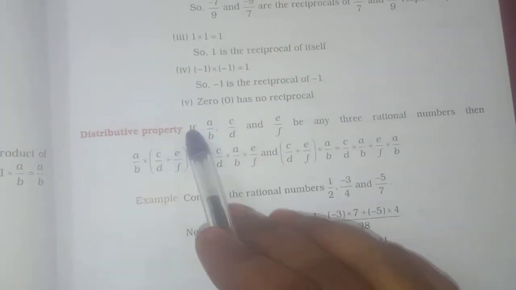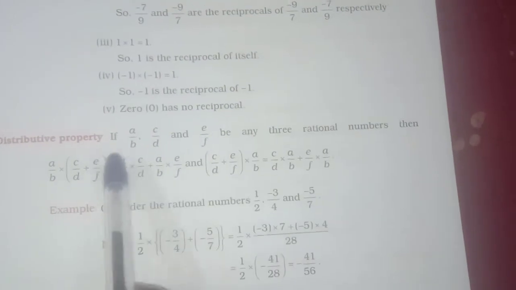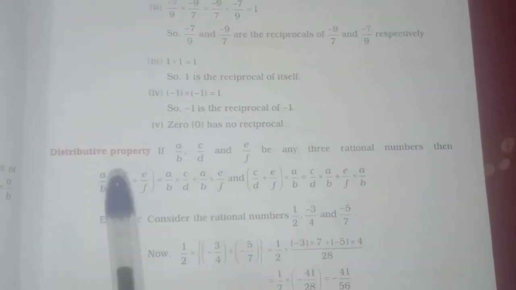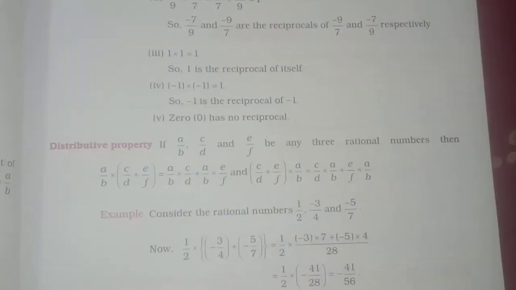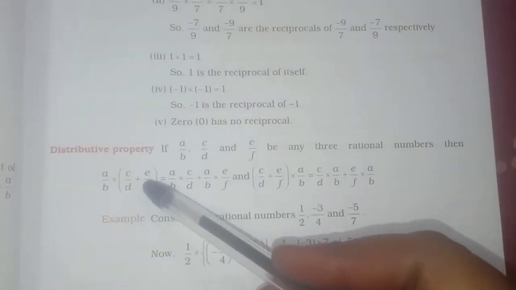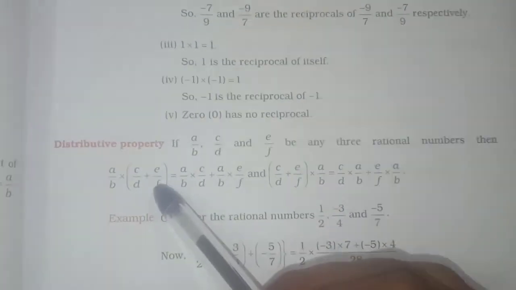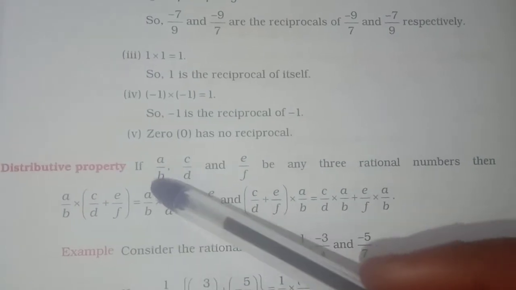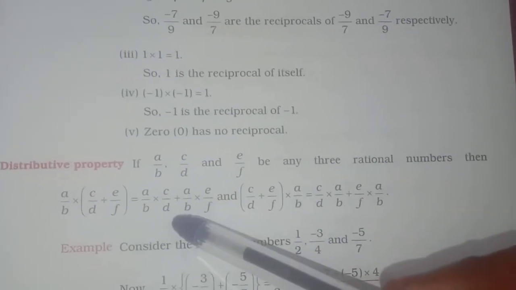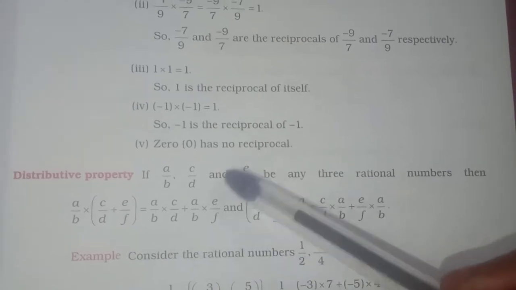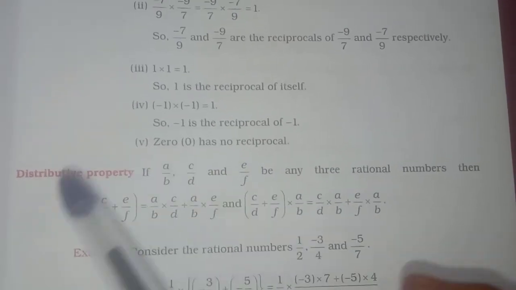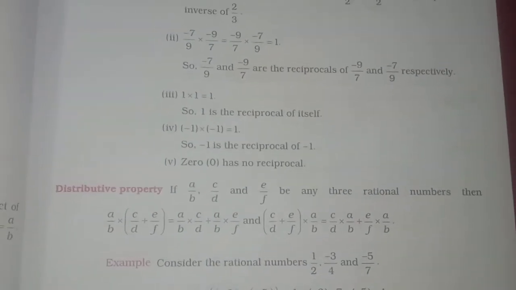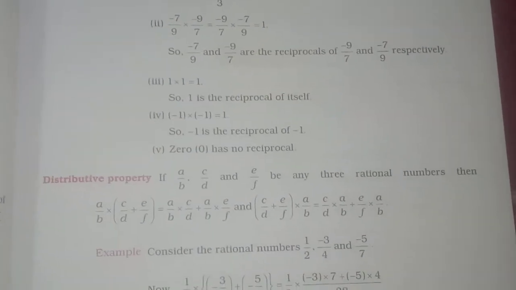The last one, distributive property is also satisfied in rational numbers. A by B, C by D, E by F, three rational numbers we take. A by B multiplied with the bracket of C by D plus E by F. Both multiplication and addition are taken for the distributive property. It is equal to A by B into C by D added to A by B into E by F. So the left hand side and right hand side are satisfied in the distributive property of rational numbers.